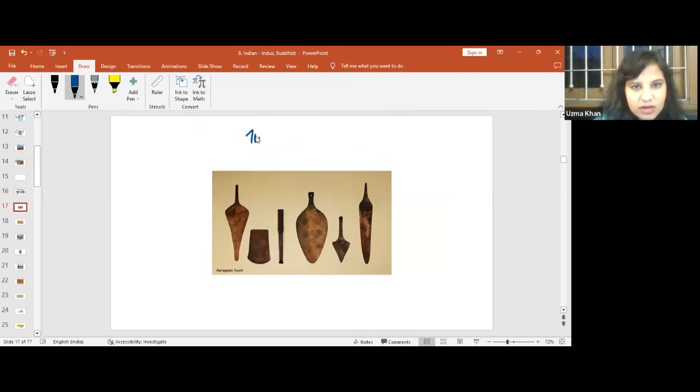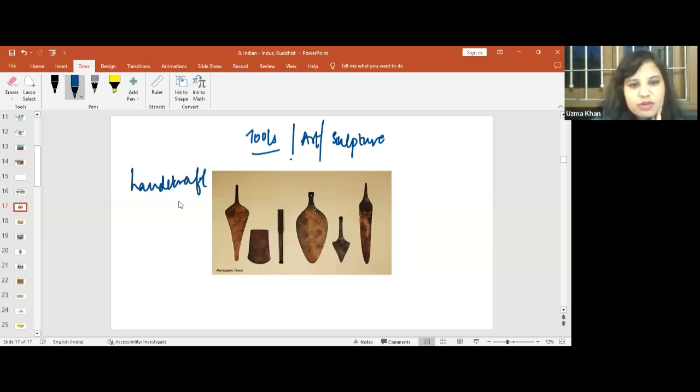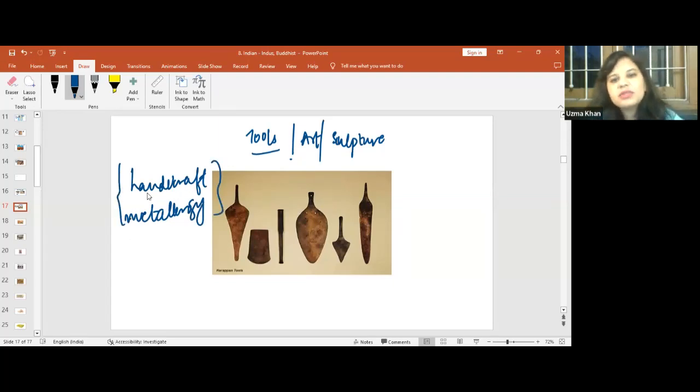Other than that, you had various tools. Harappan civilization is also famous for the various art forms and sculptures. Because we are talking about the Bronze Age itself, you had different things. You had handicraft also, and there are observations talking about metallurgy as well. So advancement in all these various sectors goes hand in hand with architecture.